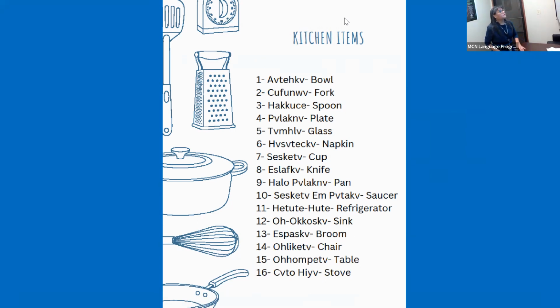Apoji. Palakna. Tamla. Zadichka. Siskira. Islamka. Halo Palakna. Siskira Imbaraga. Hidodi Hudi. Okwoska. Ispanska. Oklegida. Okombida. Jaroheya.